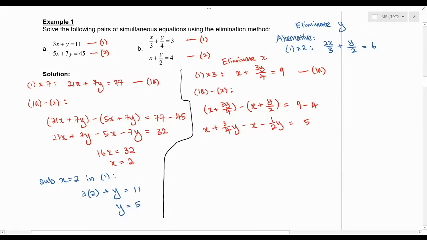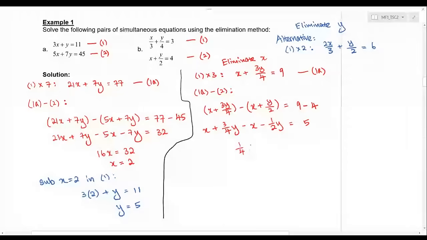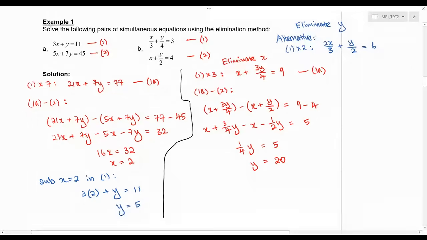The x and the x will delete each other. 3/4 y minus 1/2 of y would give me a remainder of 1/4 y. And this would be my final answer. Multiply both sides by 4, and I will have my y equals 20.